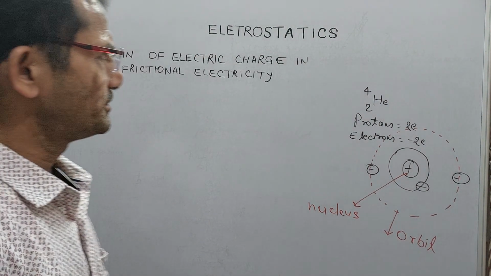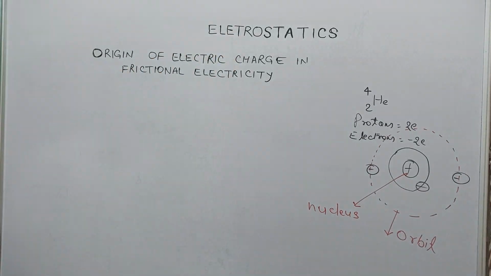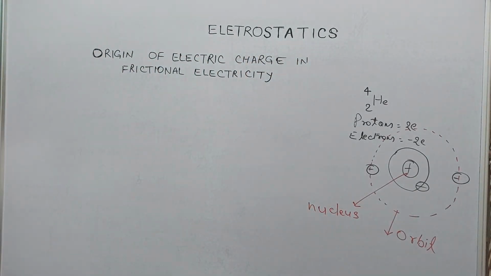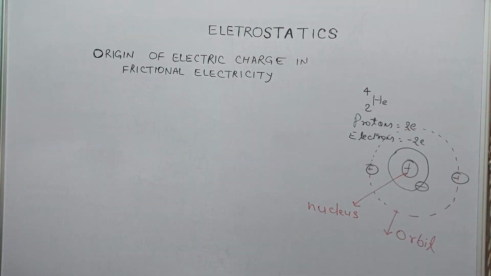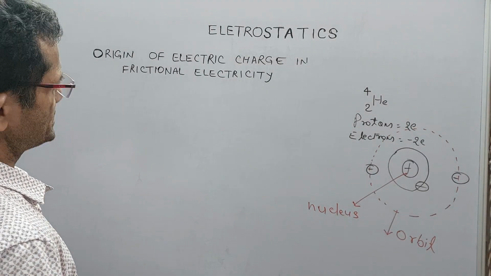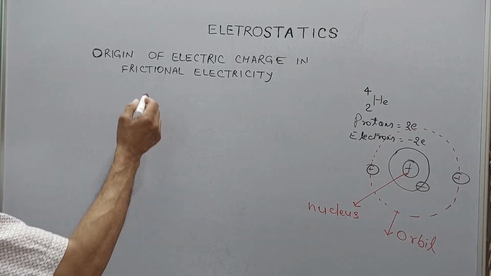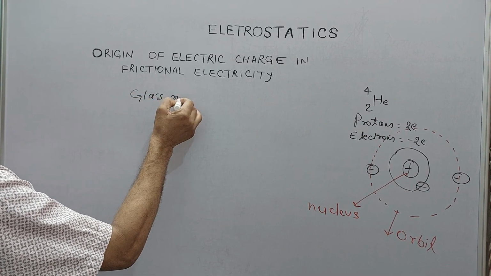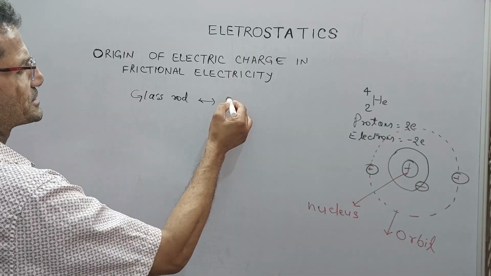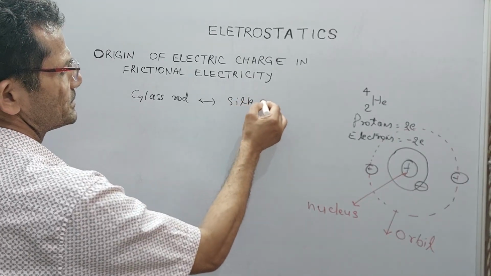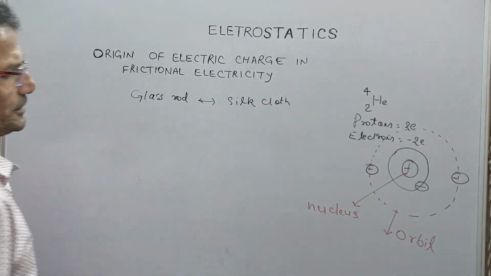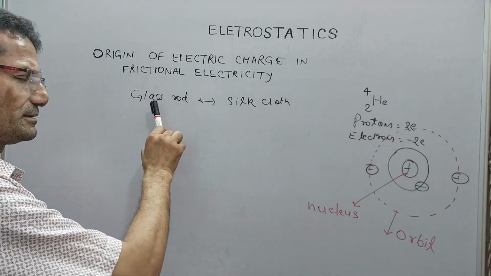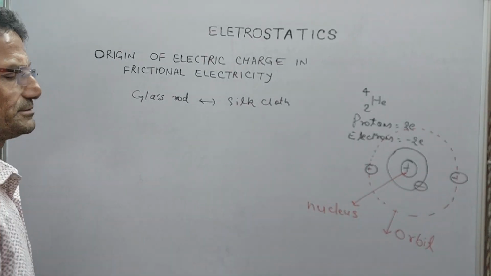Yes, origin of electric charge in frictional electricity. In earlier examples, when we rubbed a glass rod with a silk cloth, there was a charge transfer. At the beginning, individually they have no charges. When you rub, some charge transfers.